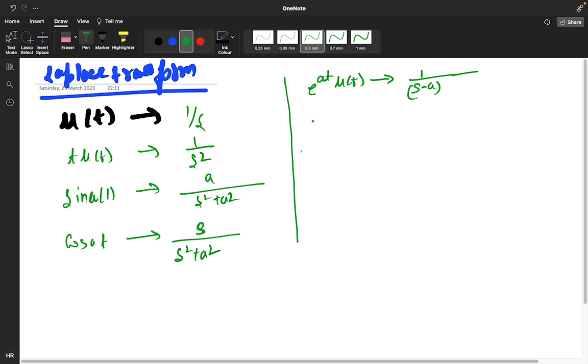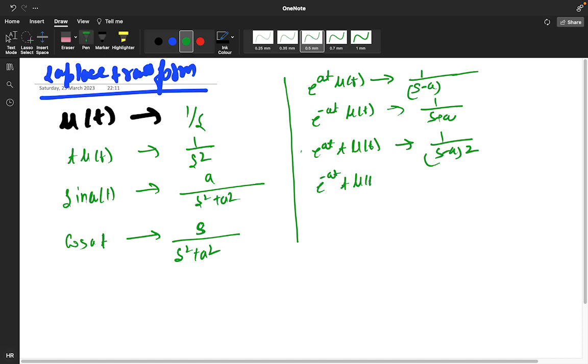E power minus at u(t) will be 1 by s plus a. E power at into t u(t), you will get 1 divided by (s minus a) the whole square. E power minus at into t u(t) will be 1 divided by (s plus a) the whole square. Just assume whatever the sign is coming, the opposite sign will come.